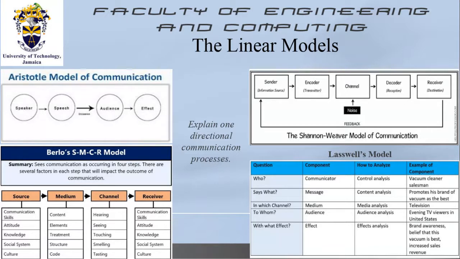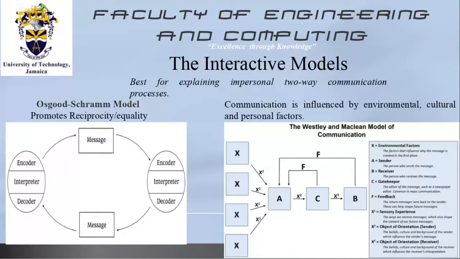Let's move on to the interactive models. There are two types, right? Essentially, the interactive models are best for explaining impersonal two-way communication processes. The first we're going to be looking at is the Osgood-Schramm model. What this does is promote some level of reciprocity. It promotes equality. It is the model that sees both the sender of the communication and the recipient as being on the same level. So we could say, when we're communicating with our peers, we may not always use terminologies that everybody else will understand. We may not always use a tone that everybody else will appreciate, because we're talking to our peers. In essence, you are using the Osgood-Schramm model.